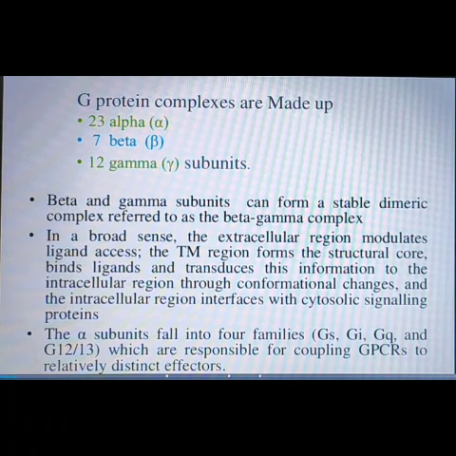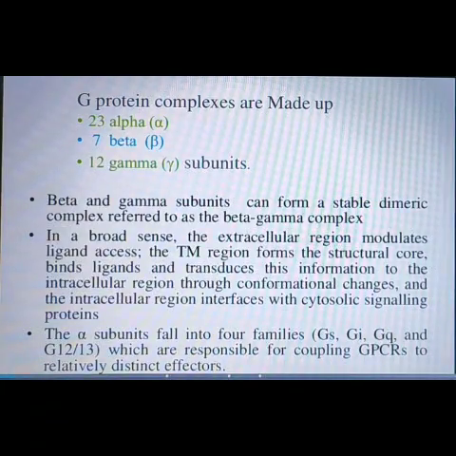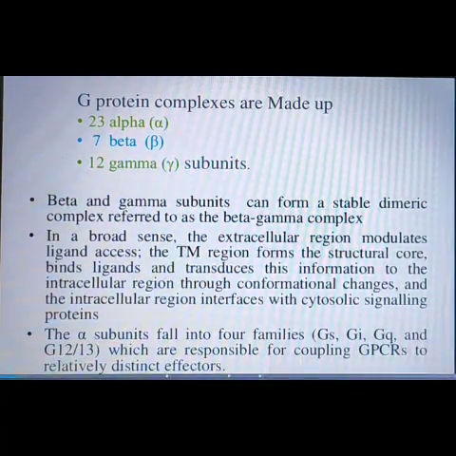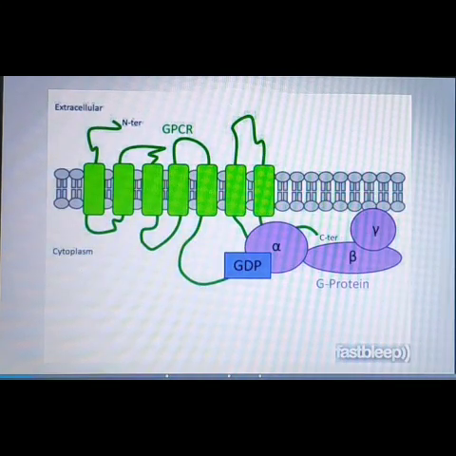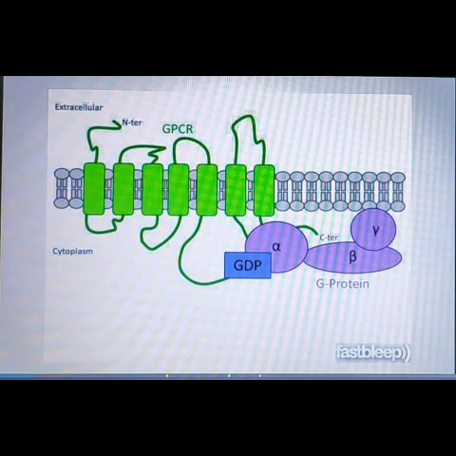The alpha subunits fall into four families: Gs, Gi, Gq, and G12/13. These four families are responsible for coupling GPCRs to relatively distinct effectors. This is the structure of the G protein: the N terminus of the GPCR is shown in green, and in the cytoplasm, the GDP, alpha, beta and gamma G protein subunits are coupled to the structure.